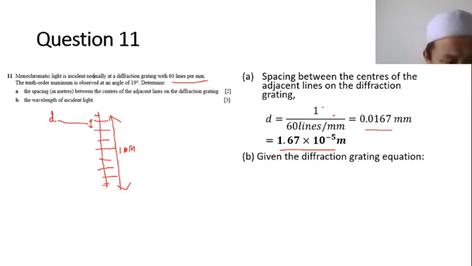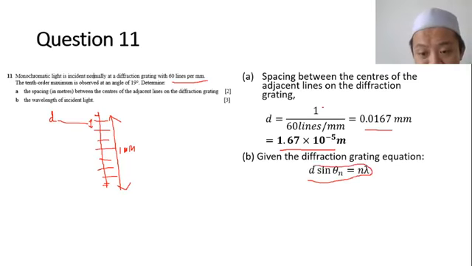Part B. Given the diffraction grating equation, what is the diffraction grating equation? D sin theta n is equal to n lambda. What is the wavelength of the incident light? So it's just a manipulation of this equation. So question 11, 12, 13, 14, main dengan equation ni je sebenarnya.